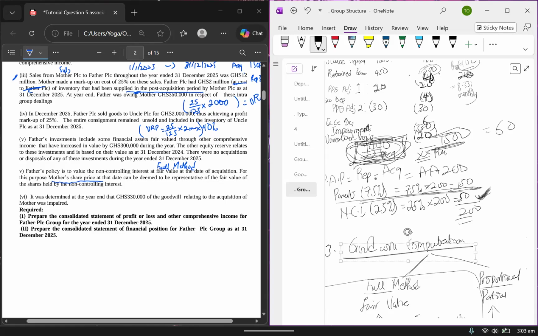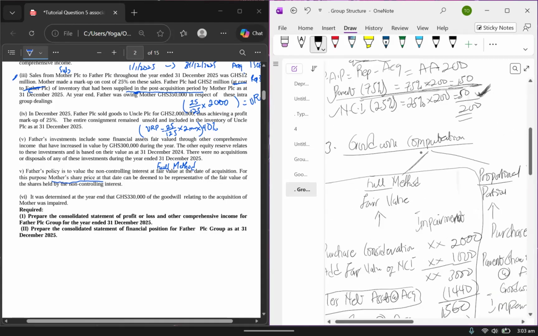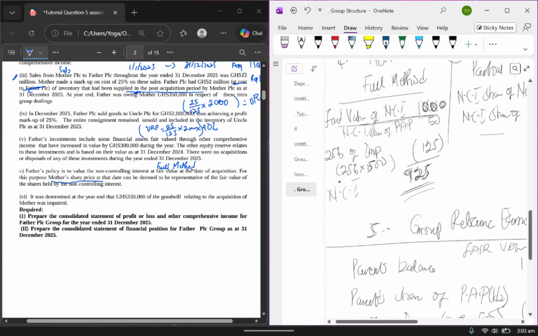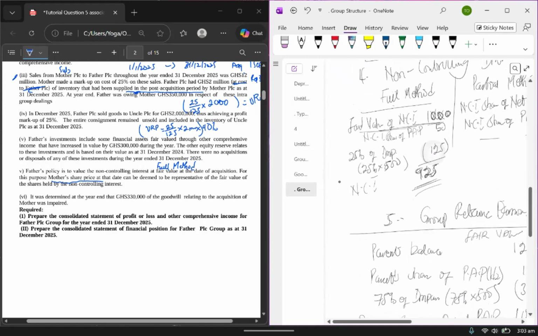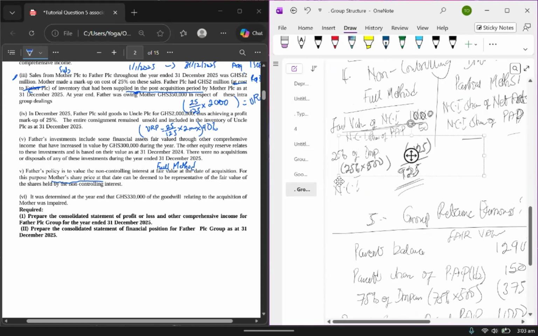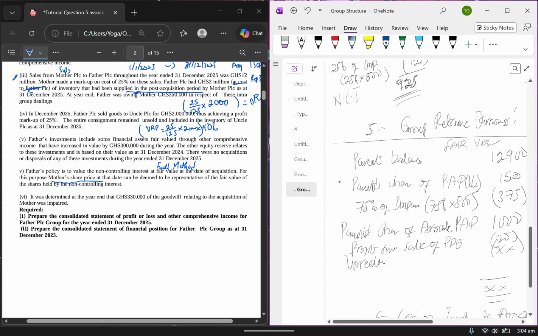PAP, post acquisition profit, that will be shared between the parent and the NCI. So you know that when you come down here, I already said that when you are using the full method, you will bring a portion of the impairment here and subtract. You will bring a portion of the impairment and subtract here, and then you will send the 75% also to the group retained earnings. So 25% here, 75% here.